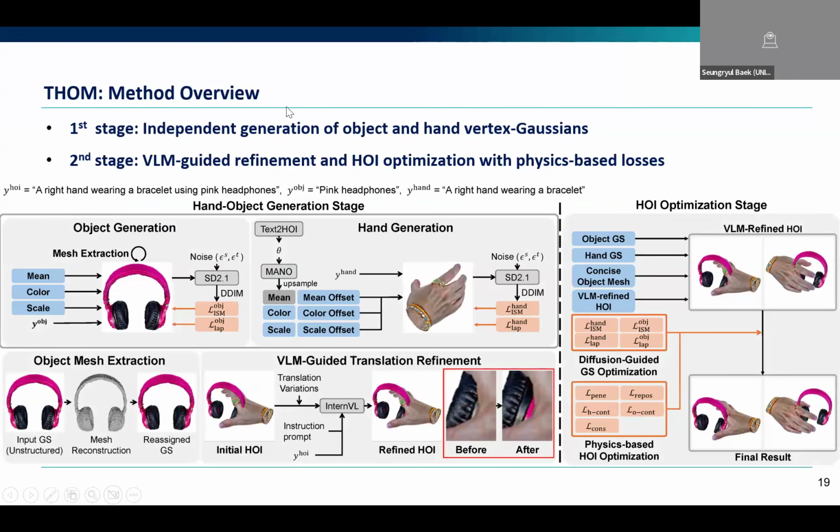Our method is composed of two stages. In the first stage, we independently generate object and hand vertex Gaussians from text. After the object and hand Gaussians are generated, we combine them using the initial HOI parameters. And we further refine those HOI parameters using a vision language model and physics-based losses.